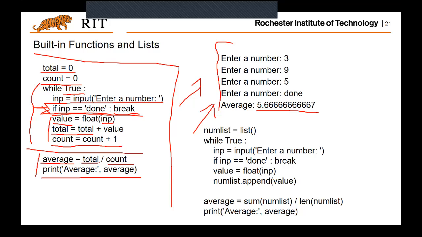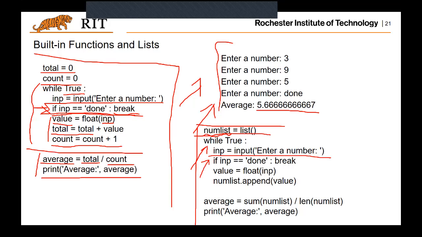But a different way using a list is, all right, you first create an empty list. This list has a name, num list, right? And again, go inside this while loop, and again, ask the user to input a number.